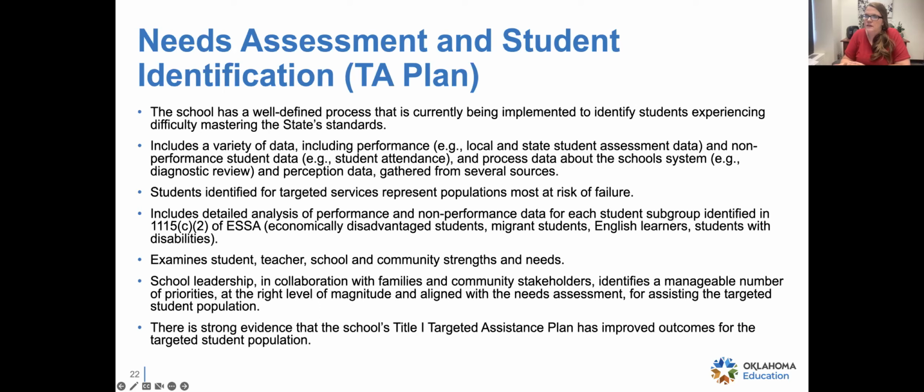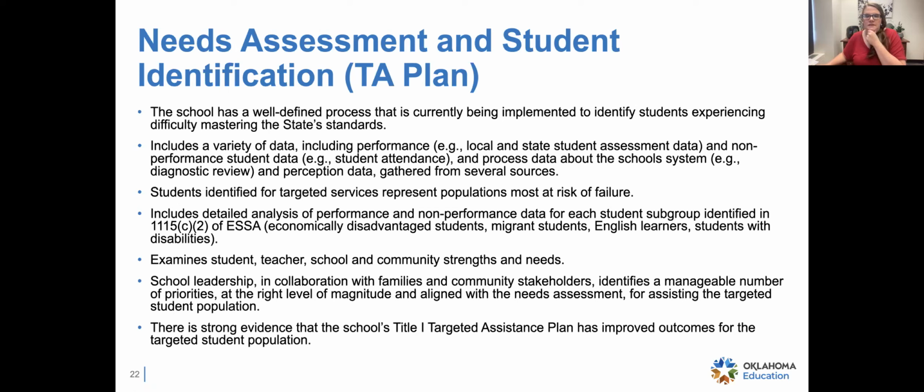And then the rest of this portion is similar, only the data that you're using is probably going to be more specific to that targeted assistance group. So the students identified for those targeted assistance services represent the populations that are most at risk for failure. And so the data and decisions that you're going to make through your needs assessment are going to be specific to that group of students. Okay. Do we have any questions right now about this needs assessment portion or identification with targeted assistance?